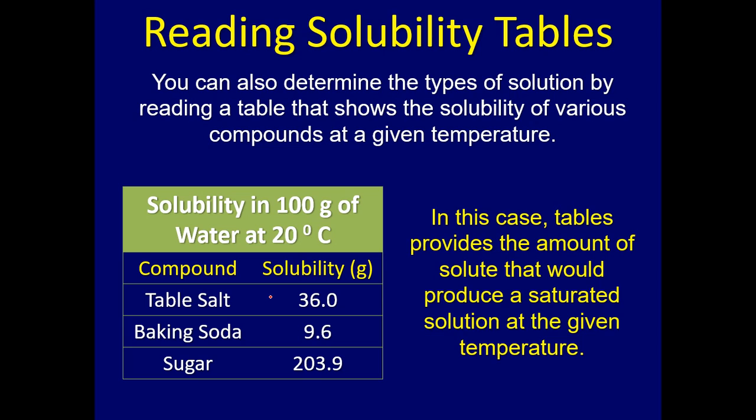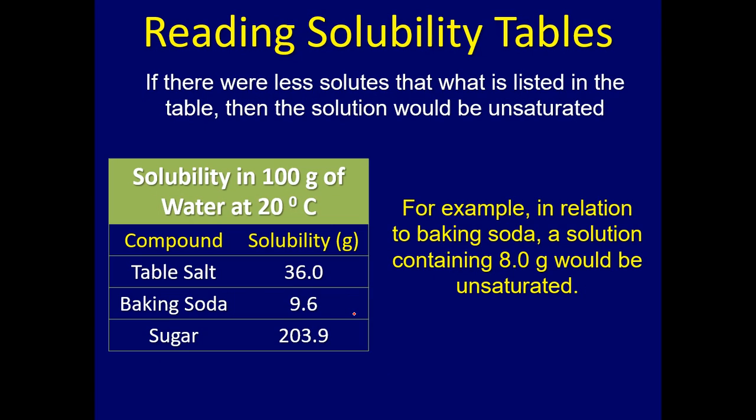If it was less, it would be unsaturated. If it's more, it's supersaturated. Usually the tables are more complex, and I'll show you that in a minute. But let's see here.